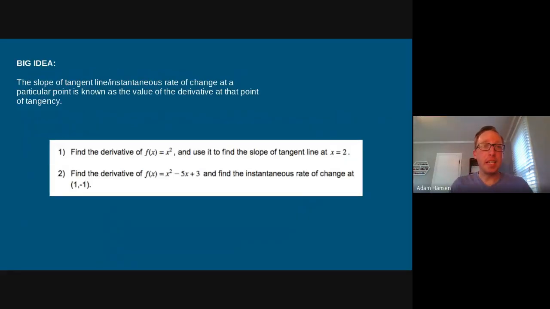All right, so our big idea here, to put all those last big concepts together: the slope of the tangent line, or instantaneous rate of change at a particular point, is known as the value of the derivative at that point. So let's put that into practice. I want to find the derivative function for f of x equals x squared, and then use it to find the slope of the tangent line, the slope of the graph, the instantaneous rate of change for when x equals 2.